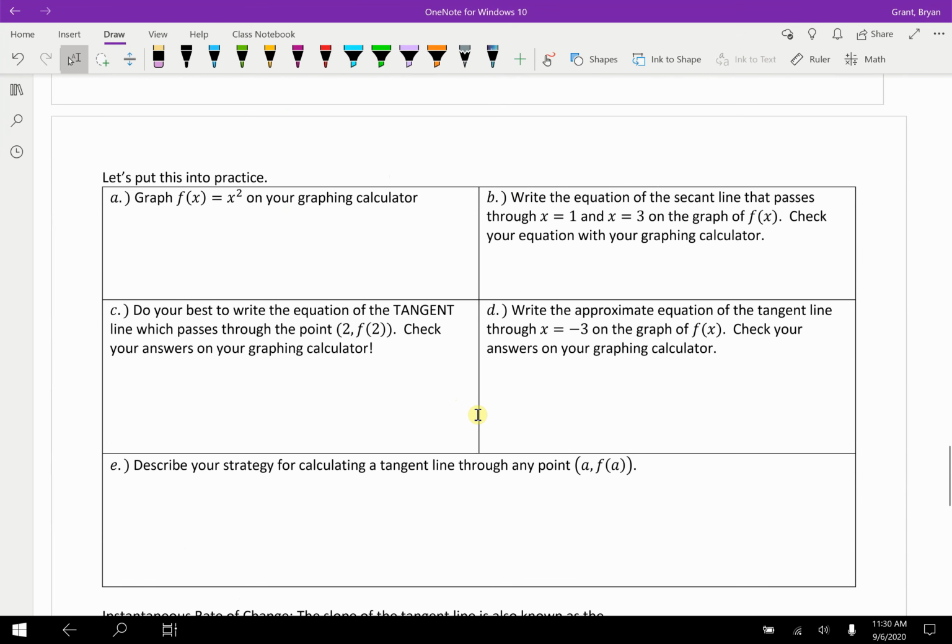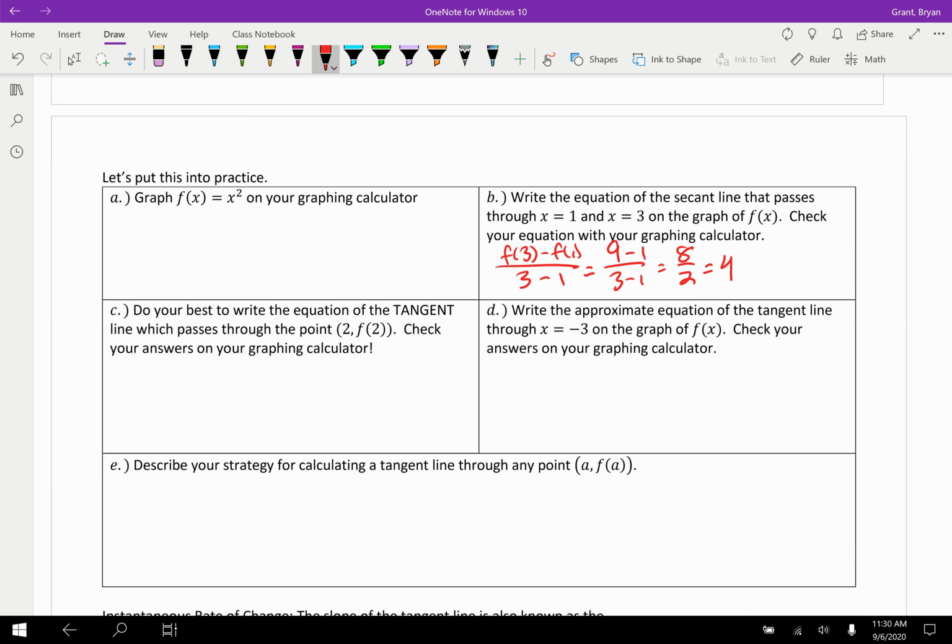Okay, so let's put this into practice. First thing I'd like you to do is graph f of x equals x squared on your graphing calculator or on Desmos, whatever sounds good. Okay. Write the equation of the secant line that passes through those 2 points. Well, I think very quickly I could probably just do f of 3 minus f of 1 divided by 3 minus 1. F of 3, of course, is 9, minus 1, 3 minus 1. I'm looking at 8 divided by 2, which is 4.